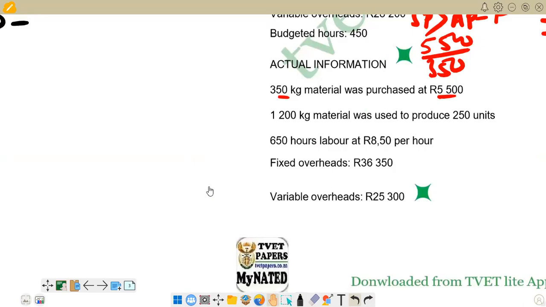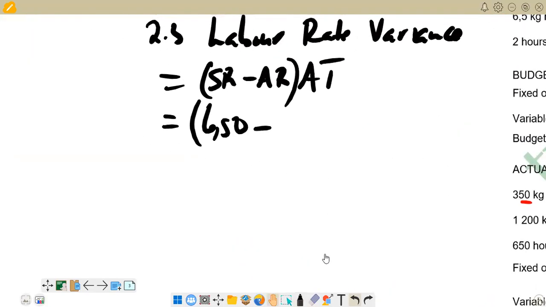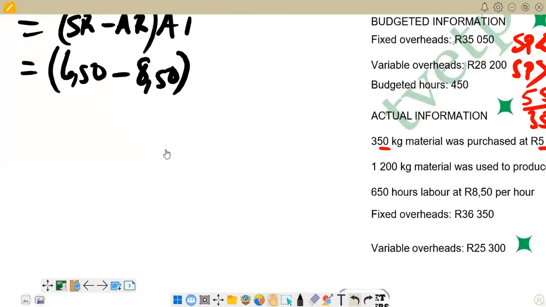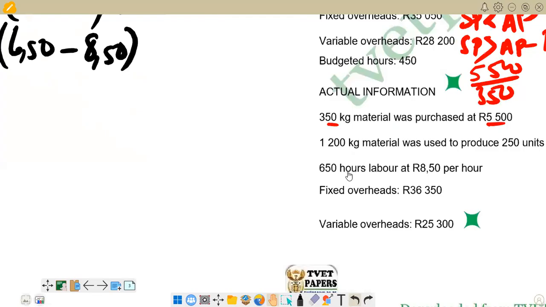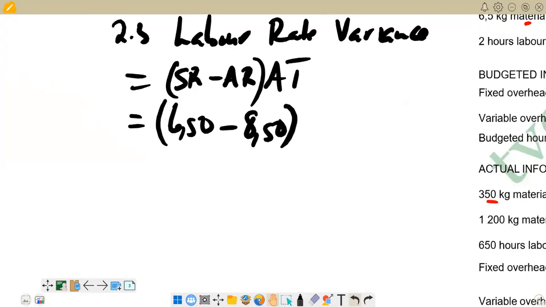Our actual rate, let's see what we have. We are told that 650 hours labor at 8.50. So 8.50 becomes our actual rate. Then we multiply by the actual time. In the actual information, we are given 650 hours. So this becomes our actual time, 650. So we are saying times 650.